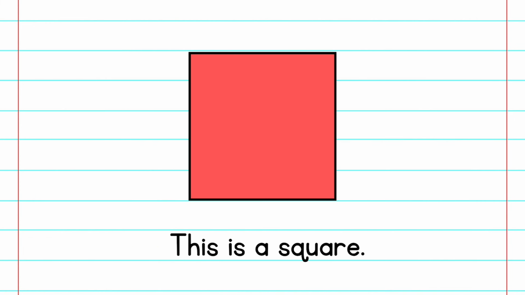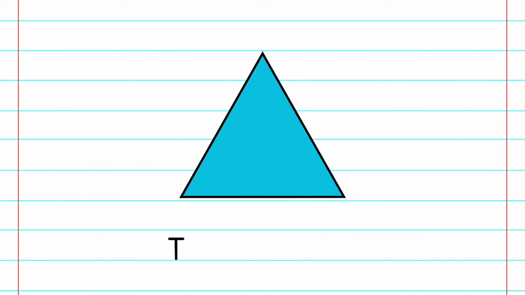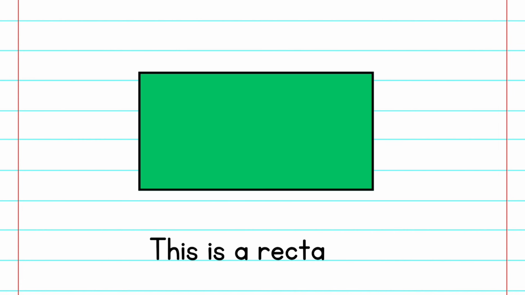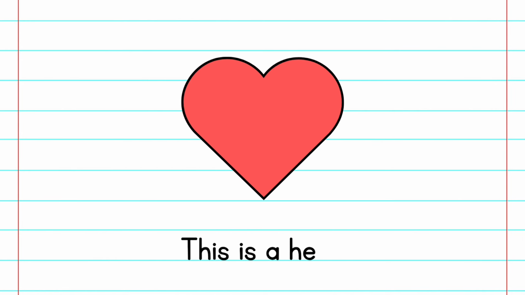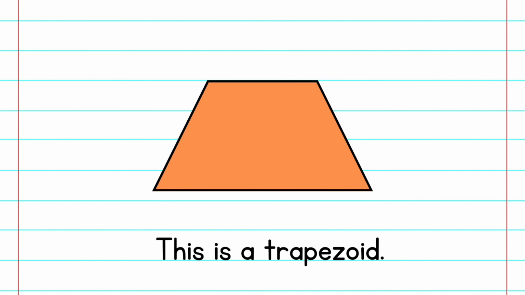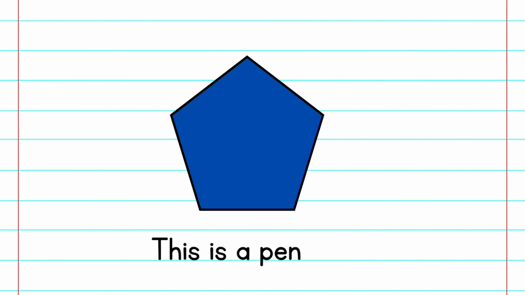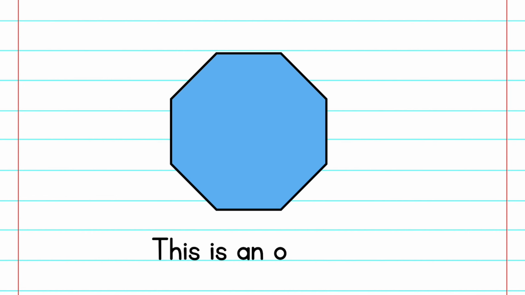Shapes Learning. This is a square. This is a circle. This is a triangle. This is a rectangle. This is an oval. This is a heart. This is a trapezoid. This is a pentagon. This is a hexagon. This is an octagon.